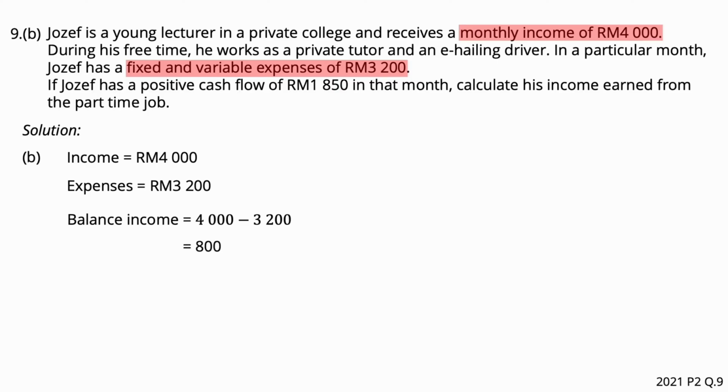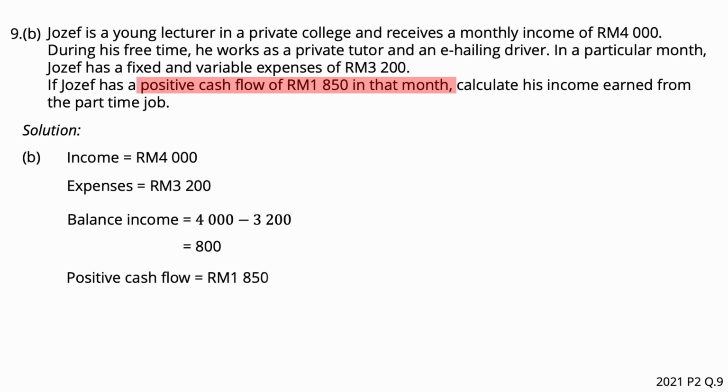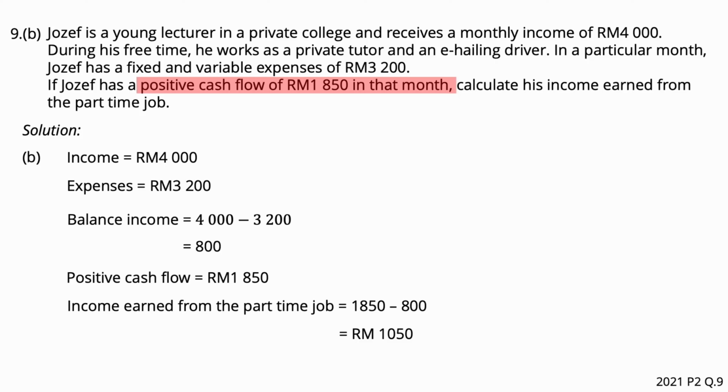Calculate his income earned from the part-time job in that month. If Joseph has a positive cash flow of 1,850 ringgit Malaysia in that month, his income earned from the part-time job can be calculated by 1,850 minus his balance income 800, that is 1,050 ringgit Malaysia. Joseph earned 1,050 ringgit Malaysia from the part-time job in that month.